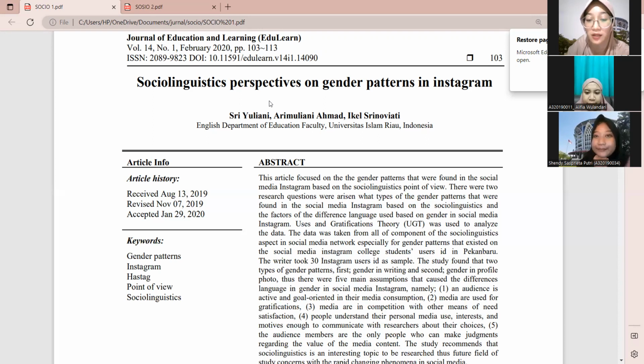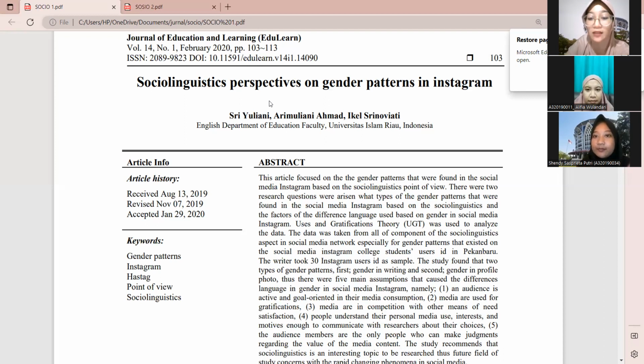Okay, the second question, what is this article about? This article focuses on the gender patterns that were found in the social media Instagram based on the sociolinguistic point of view. Okay, the third, what is the volume of this article? The volume of this article is 14, number 1, 103 until 113. Okay, when was this article published? This article was published in 2020.